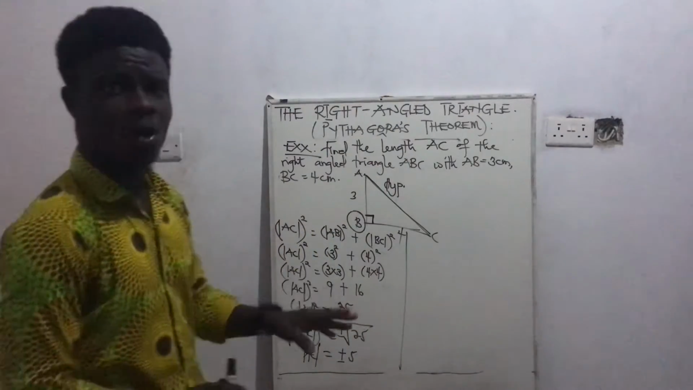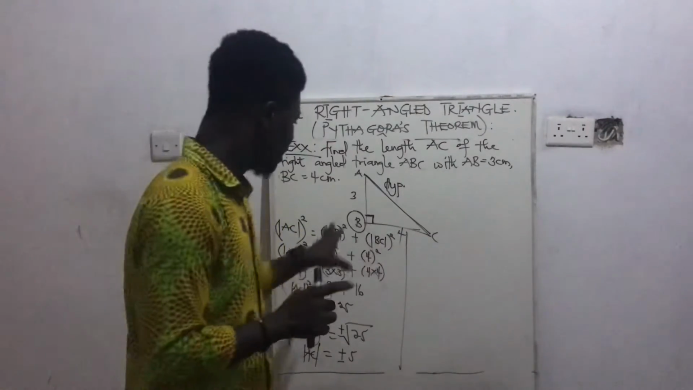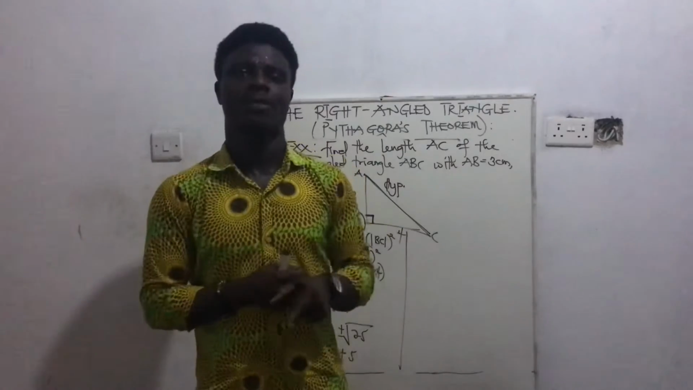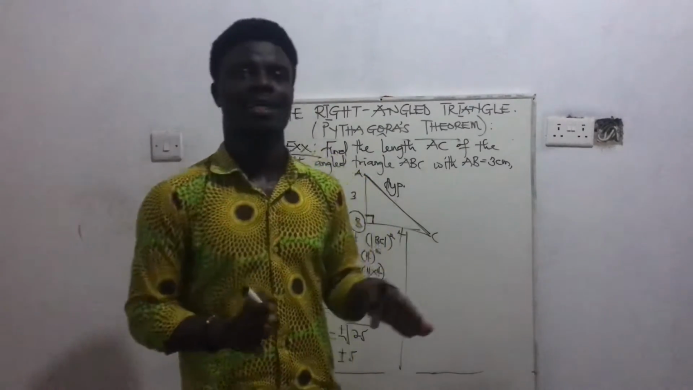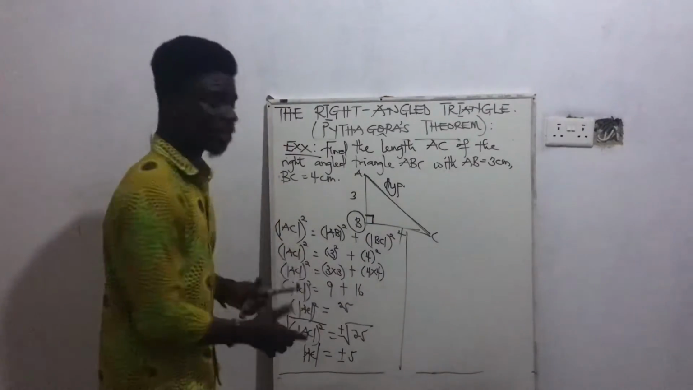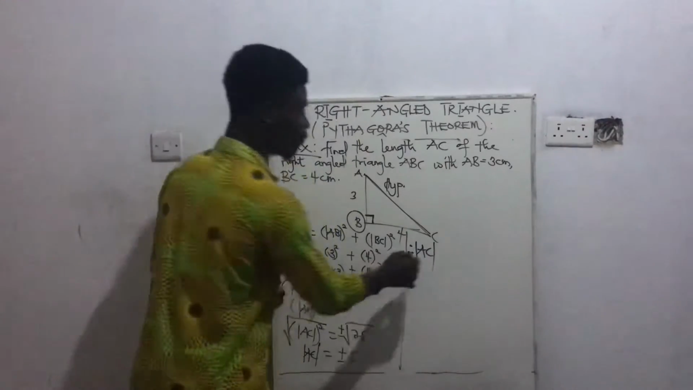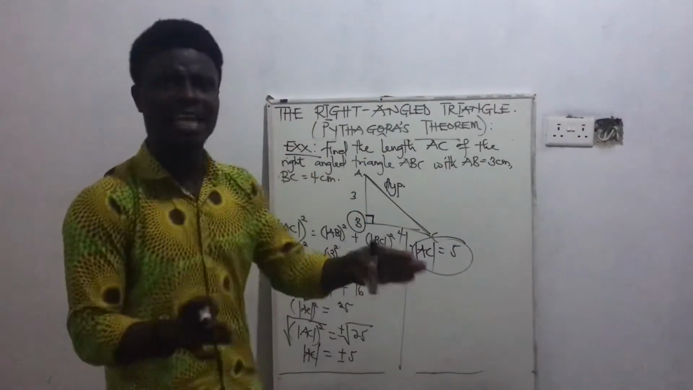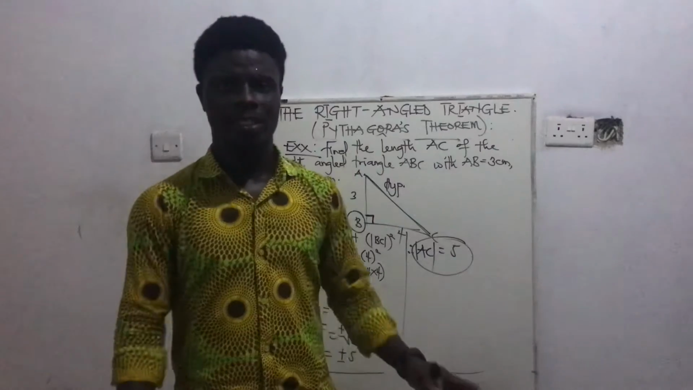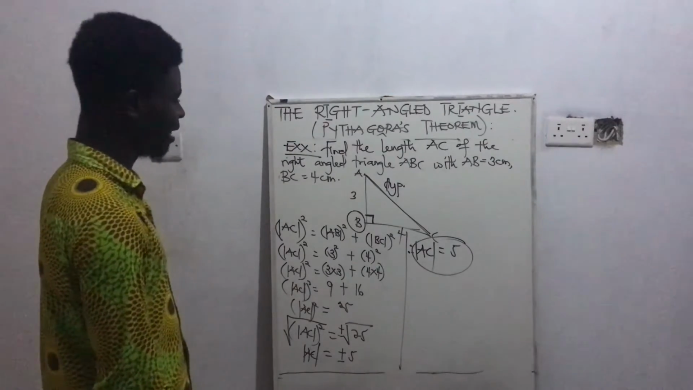But note something here. With this question, we are talking of distances, length. It means that we cannot get a negative distance; we only have positive distances here. So since we don't have negative distances, we forget about the negative 5 and focus on the positive 5. Therefore, the length of AC is 5. Please, are we here? Do we understand that? Alright, so this is how this question can be solved.